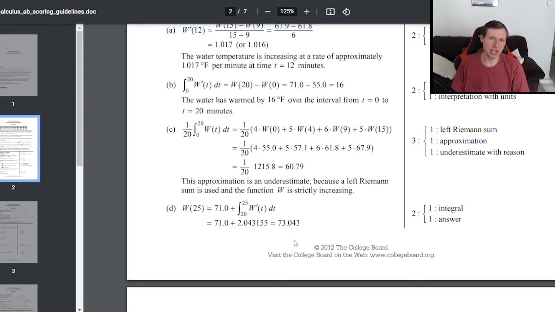8 for 9 points ain't too bad for an AP free response question. You're probably going to get 3 out of 9 on the actual test. And that's not good. I'm just saying the reality.